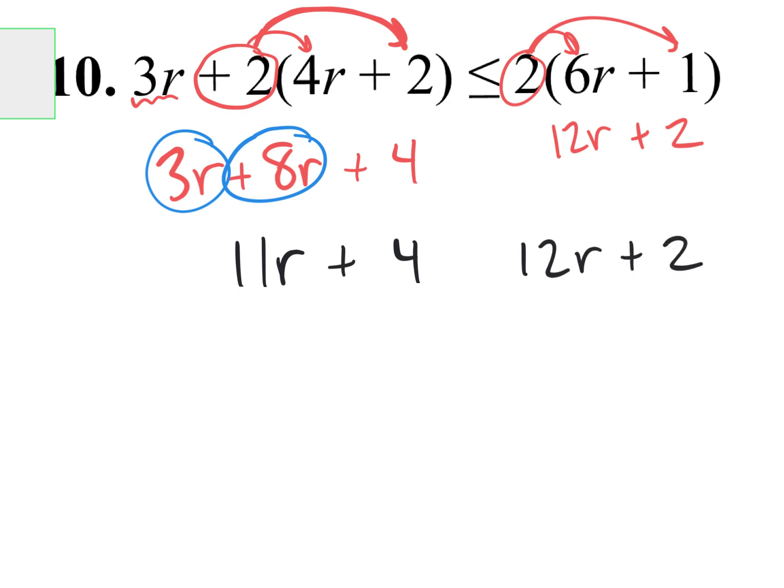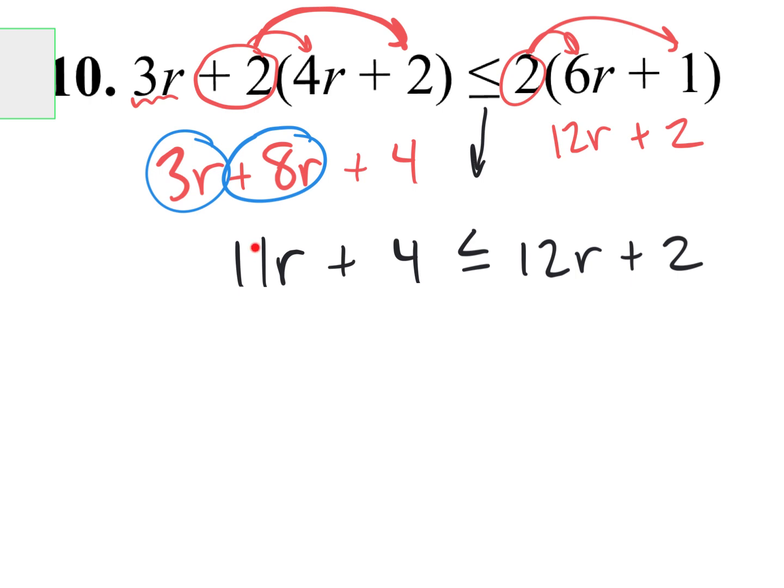12r plus 2. And of course, the inequality, I'm going to bring that down as well. That's a less than or equal to. So right here in black is my new simplified inequality. It looks a lot more simple, a lot nicer than the original. Smaller and nicer. Okay, now we could worry about getting r by itself on one side.